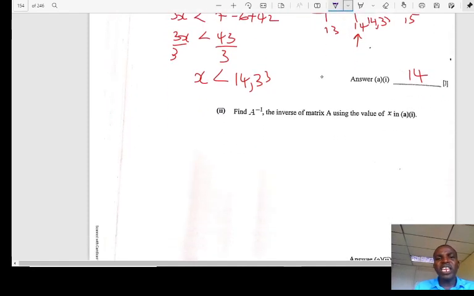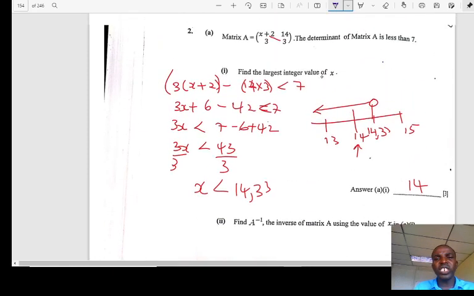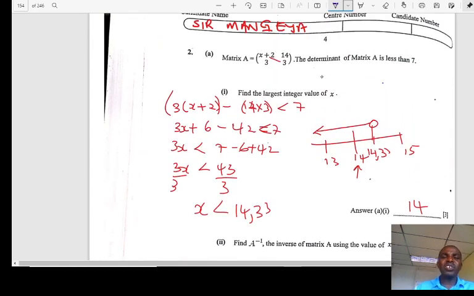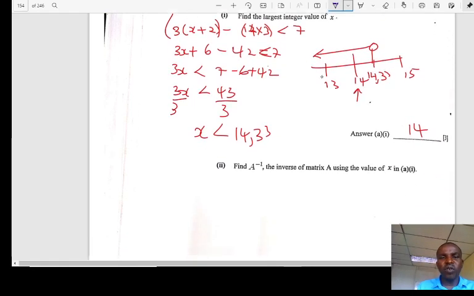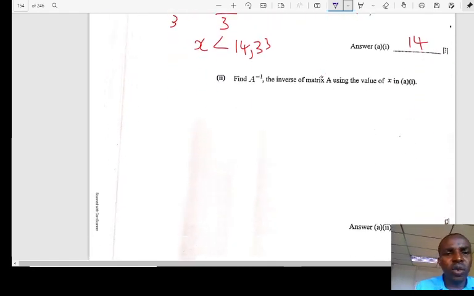Part B, find A to the power minus 1. That one means the inverse of matrix A using the value of x in A above. So that one we are using 14. If you are using 14 here, we are being given the matrix A here is x plus 2, so it will be 14 plus 2, which is 16. So it's 16, 14, 3, 3. So that will be matrix A.